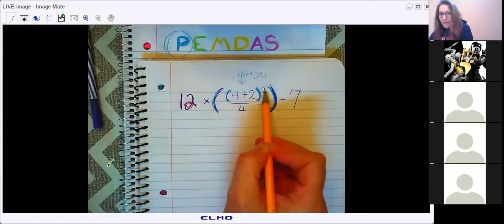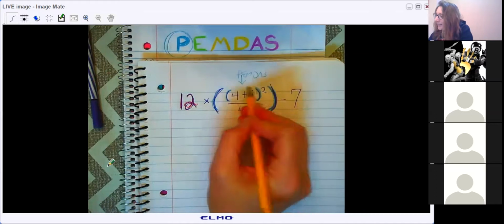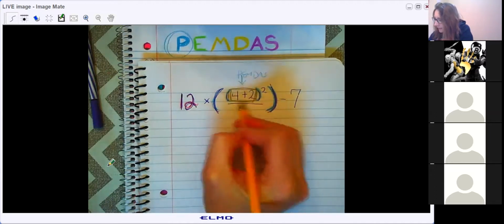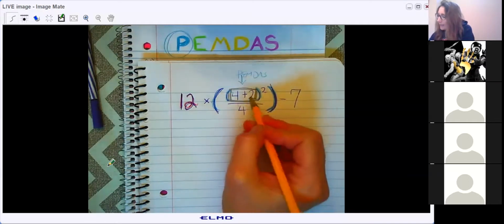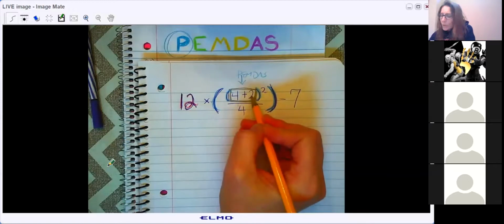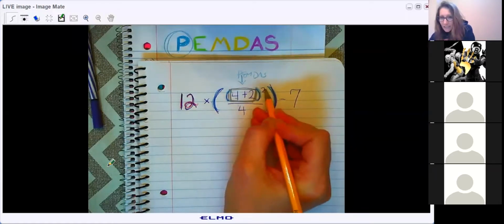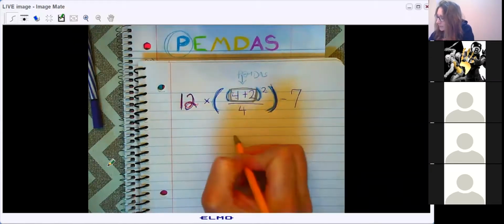I cannot do this. Mrs. Kirby, E is for addition. Yes, but inside this parentheses, nothing else exists. It's like meeting your true love. Oh, I only have eyes for you. So I have to do this. They don't even know that 2's out there. It's hidden by the parentheses. So 4 plus 2 is 6.